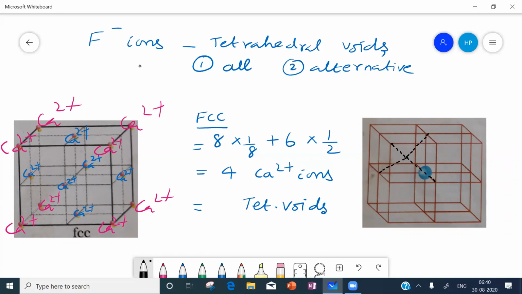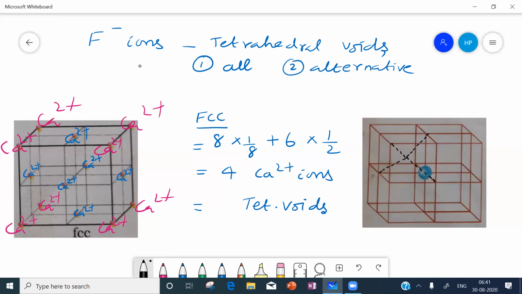Now you say, in this FCC unit cell, how many tetrahedral voids are present? And also say, this tetrahedral void is nothing but the body center of this small cube. Body center means this tetrahedral void will give full share to this unit cell.